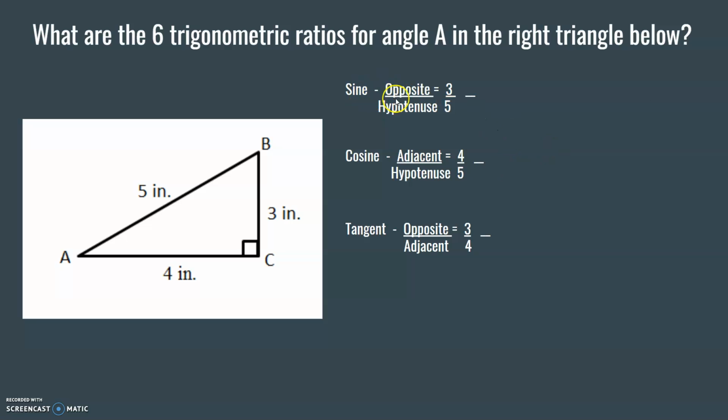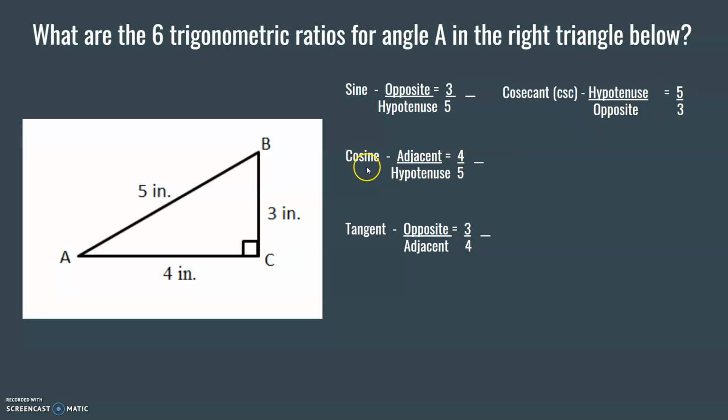The reciprocal of sine is cosecant, which is hypotenuse over opposite. Some people will get confused with cosecant and cosine, but that's not the case. Cosecant is hypotenuse over opposite, so basically you flip it over. So you flip 3 over 5, and that would equal 5 over 3.